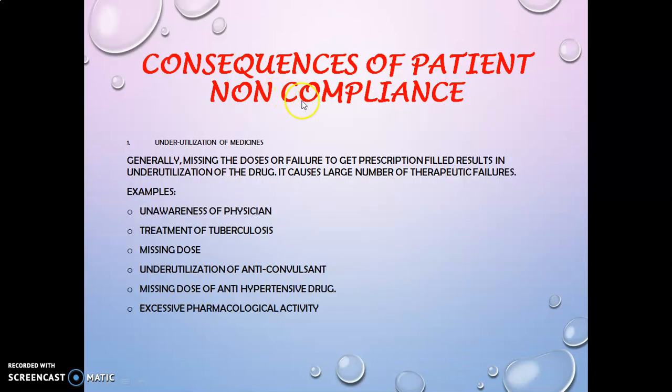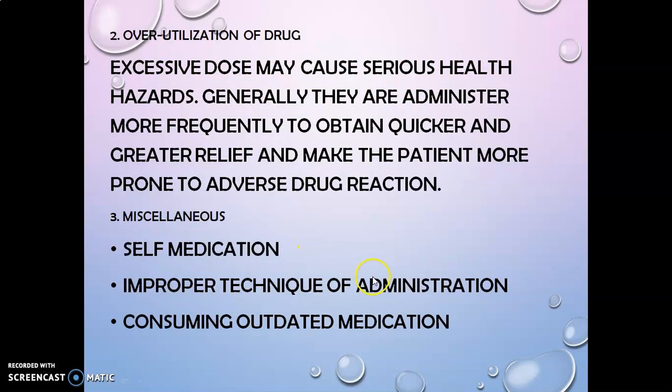Then consequences of patient non-compliance. First is underutilization of medicine. Generally, missing the dose or failure to get the prescription filled results in underutilization of the drug. It causes a large number of therapeutic failures. Examples: treatment of tuberculosis with missing doses, underutilization of anticonvulsants, or missing doses of antihypertensive drugs. Then overutilization of drug.